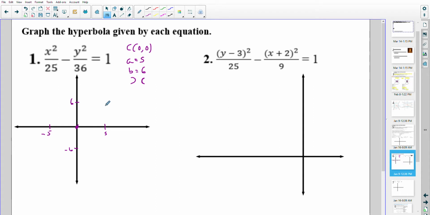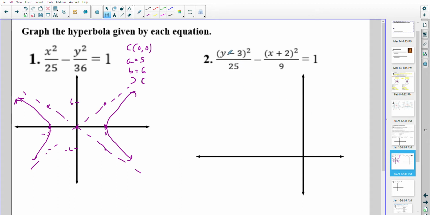And at this point, I can go ahead and put in the points and draw my asymptotes. The asymptotes are going to go right through the corners of those points. And the other part is that you want to identify the vertices. And after that, you can go ahead and draw in the parabolas. Quick way of drawing the hyperbola.